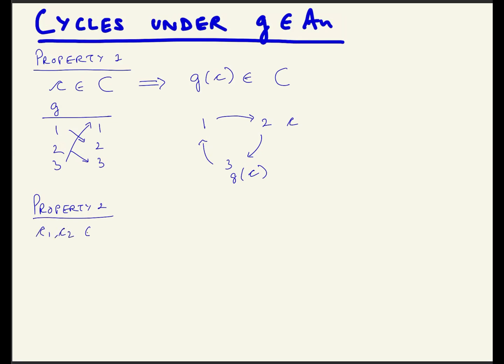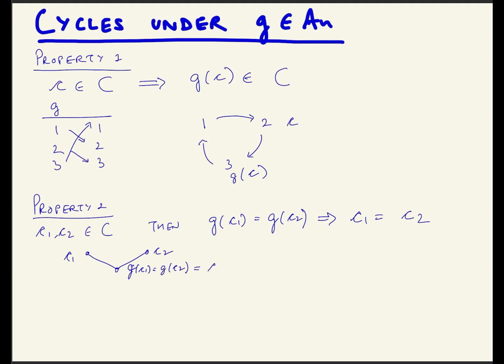Now the second one says if you have c1 and c2, which are in C, then if the image of c1 and c2 is equal, that implies that c1 must equal c2. Now, there's a rigorous proof of this. If you need it, then put it in the comments and I'll supply it. But let's get some intuition. So let's say we have a c1 and c2, and then their image is equal. So g(c1) is equal to g(c2). And let's say this is some c3, which is also in our set C.